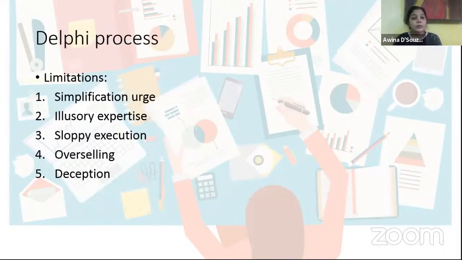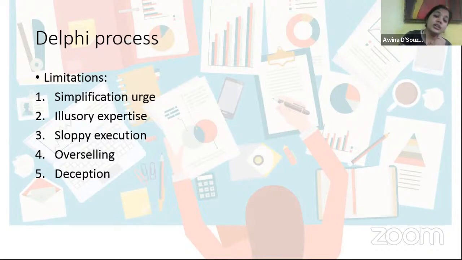Okay, but the problem is, obviously there are going to be panelists, a group of experts who are going to carry out the process, but there would be some limitations too. The limitations would be, first, simplification urge. Basically you're getting your data from the respondents. There might be a lot of chances that this data would be simplified in such a way that it would be understandable to the panelists. So they could change a lot of things.